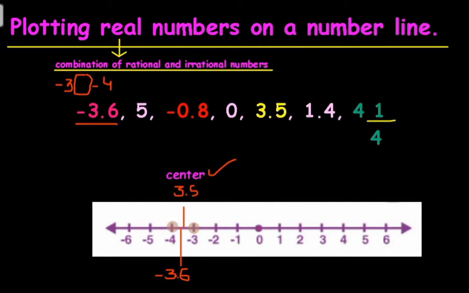The next number is 5. Now since 5 has no sign with it, we will assume that there is a positive sign with the number. So this is very easy to find on the number line. As we can see, on the right hand side are all positive integers. So plus 5 is going to be plotted like this with the help of the arrow. My next number is minus 0.8.